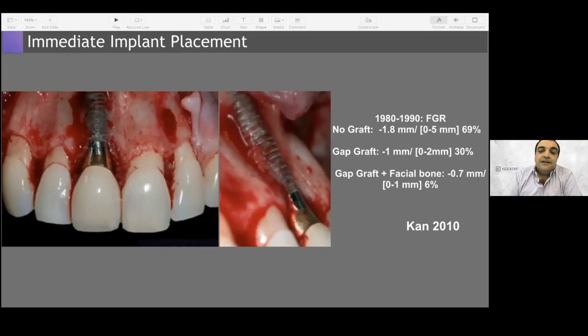Kan in 2010 recommended that we have to go for narrow implants. We have to place our implant palatally. We have to have a gap between our implant and the buccal bone and graft this gap. And also Araujo showed that the only way to prevent the buccal bone loss is to place an implant and graft the gap with xenograft bone. And Kan also recommended to do a connective tissue graft simultaneously with our immediate implant placement.